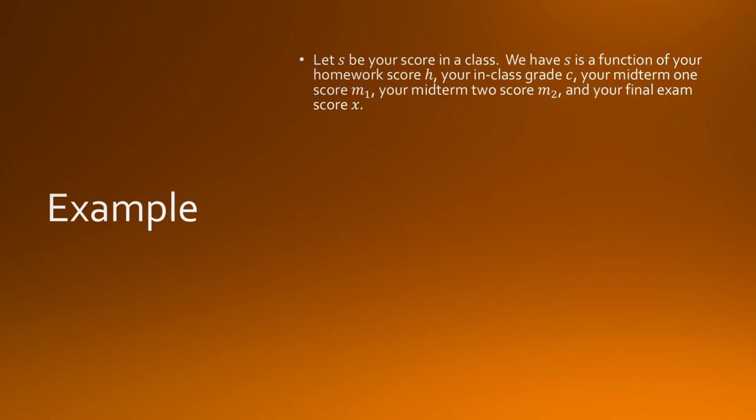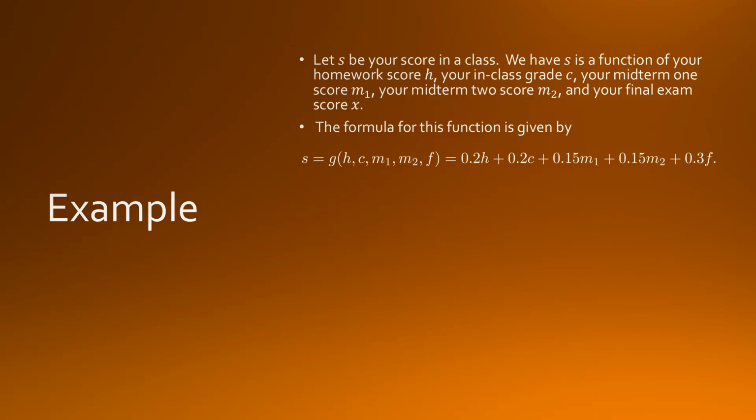Now your syllabus should tell you what the function is that determines your final score. So for example, maybe we have this formula where S is G, which is a function of H, C, M1, M2, and F, which is final exam score, not X. And then our syllabus says the homework score is 20%, the in-class grade is 20%, midterm 1 is 15%, midterm 2 is 15%, and then the final exam score is 30% of the grade. So we can see our final score depends upon 5 variables here.